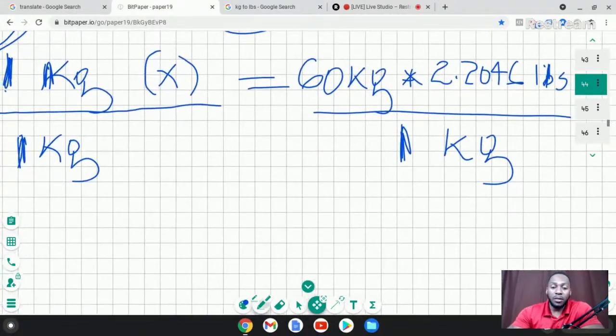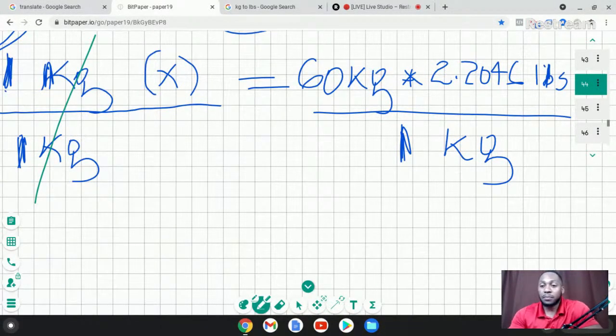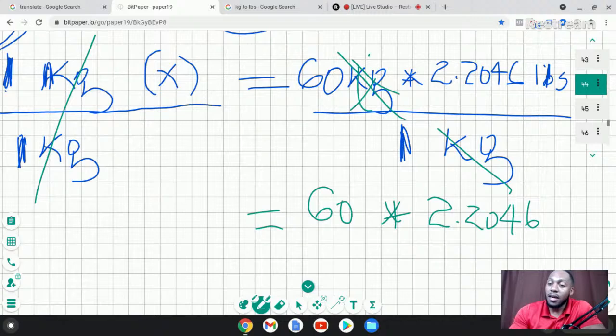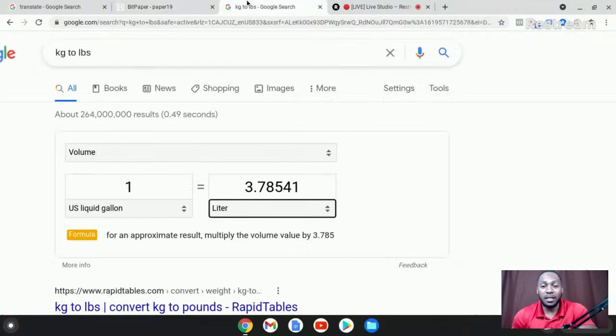Now, what do I need to do? This is gone. I'm going to change color again. So this is gone, and kilogram here is gone. So all I need to do is multiply 60 times 2.2046. The kilogram unit is gone, and the only unit we have left here is pounds. So what is 60 times 2.2046? I go to the calculator.